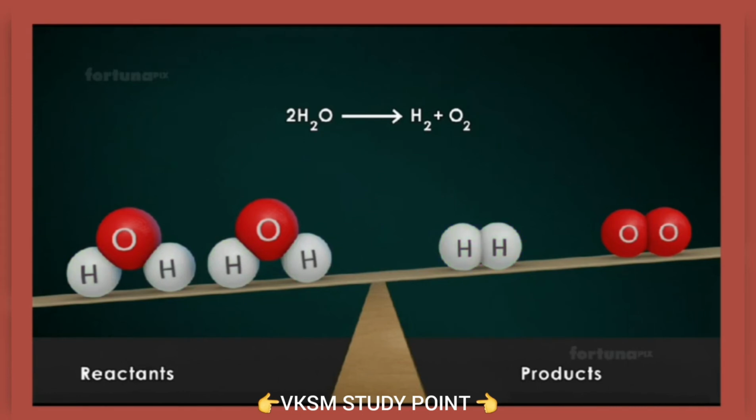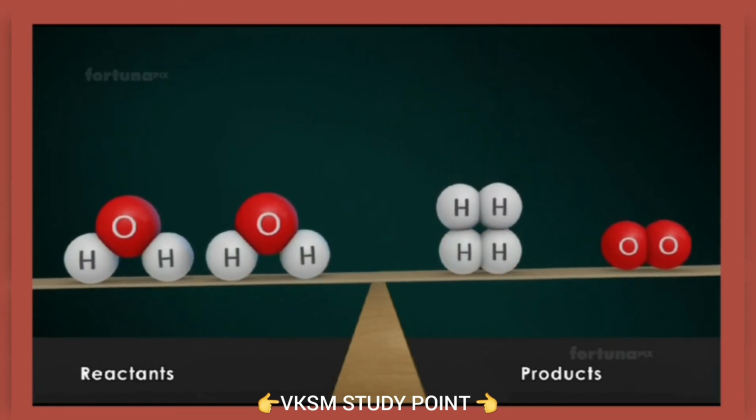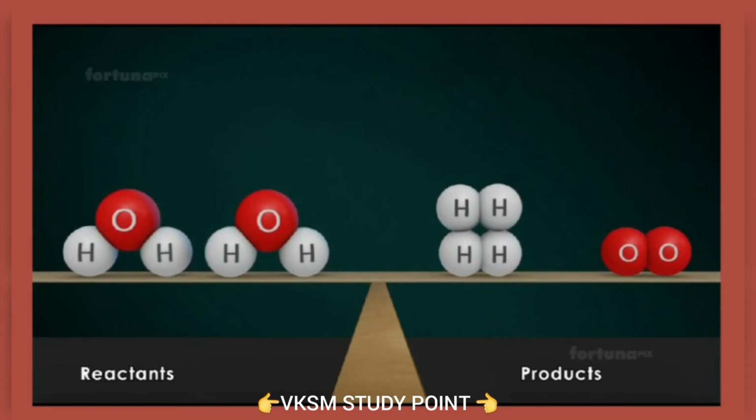To balance the hydrogen on the reactant side, we'll place a 2 in front of the hydrogen. Now, there are 4 hydrogen atoms and 2 oxygen atoms on both the sides. And we have a balanced equation.